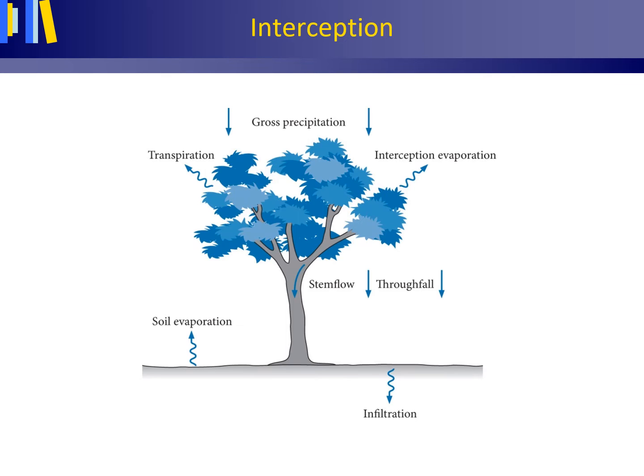Precipitation, neerslag, falls on the landscape. It may fall on vegetation. The amount of precipitation per unit of time falling onto the top of a vegetation canopy is the gross precipitation, bruto neerslag. The amount of water stored on plant surfaces in a period of time, either as intercepted rain, snow or ice, is referred to as interception storage, interceptieberging.